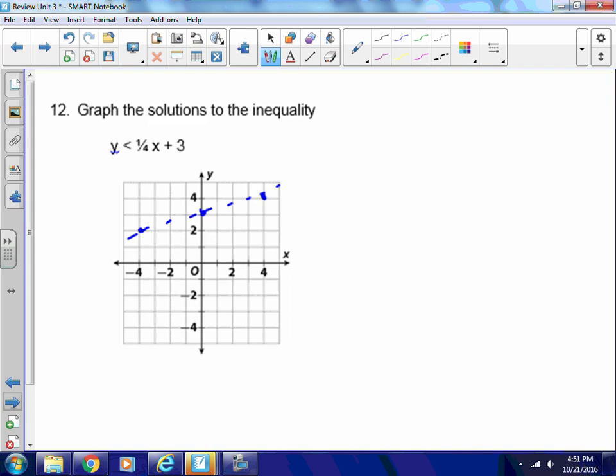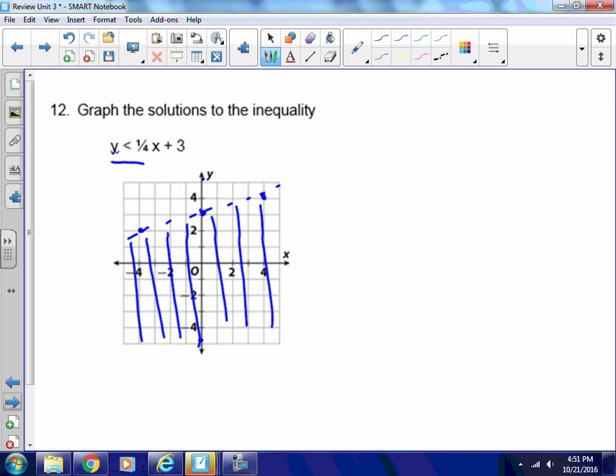And now I've got to decide which side of that boundary line I'm going to shade, above or below. Well, there's 2 ways you can do this. You can do it the quick way. It says that y is less, and I know y is less when we're down here, not up here. So I would shade below.